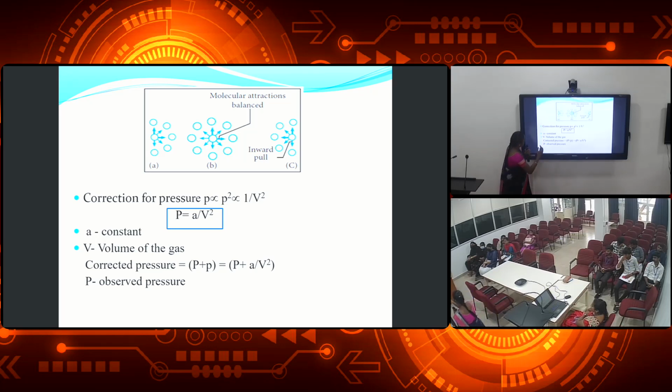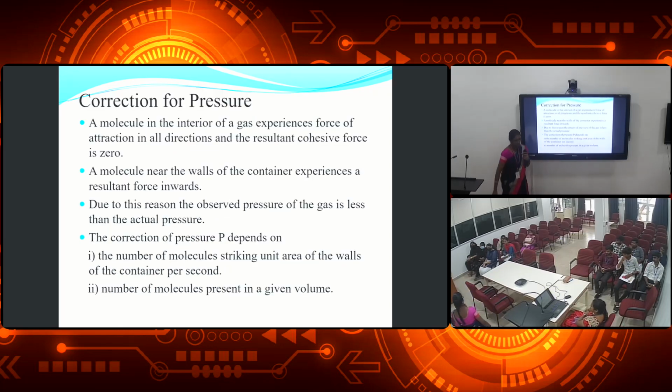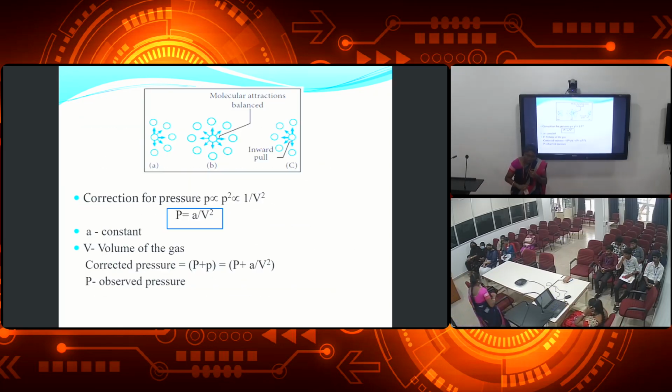So here we can make the correction in pressure. What is the definition of pressure? Pressure equals force by area. Here the intermolecular attraction between the molecules is very less. Why? Interior gas molecules experience a force that is very less. And also at the walls of the container, for the molecules striking the walls, the force of attraction is very less.